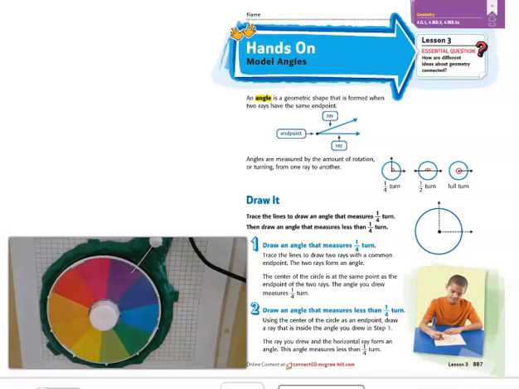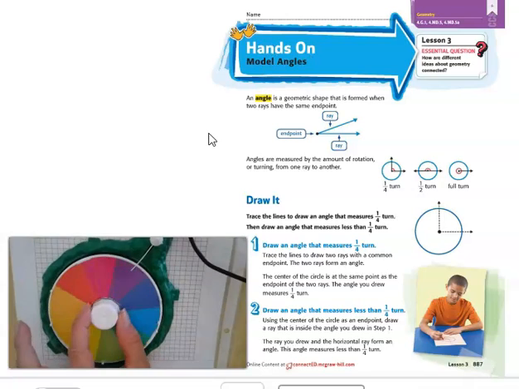We are on chapter 14, lesson, and we are modeling today. So I've got a spinner because this is going to help us do some visualizations of what they're talking about here. And it says an angle is a geometric figure formed when two rays have the same endpoint.